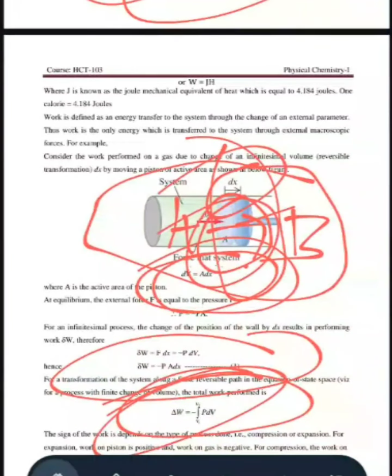So when the reaction is taking place inside the system, the piston moves outwards. The work done inside the system can be calculated using delta W is equal to minus the integral of V1 to V2 of P dV. P is the pressure, V is the volume. The sign of the work depends on the type of process, compression or expansion. Here the expansion is taking place.